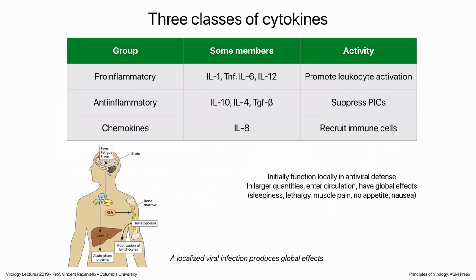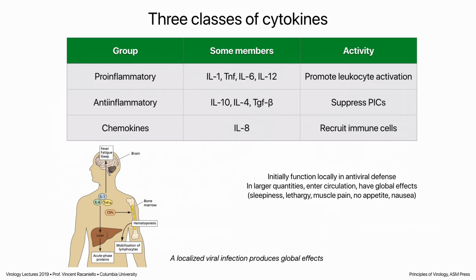They are soluble, and they can go throughout your whole body, and that's why they have global effects. They cause flu-like symptoms because they come out of your infected lung. They can go to your liver. They can go into your brain. The chemokines and cytokines go in your brain, cause fever, fatigue, and sleep. Of course, they also go in the bone marrow.